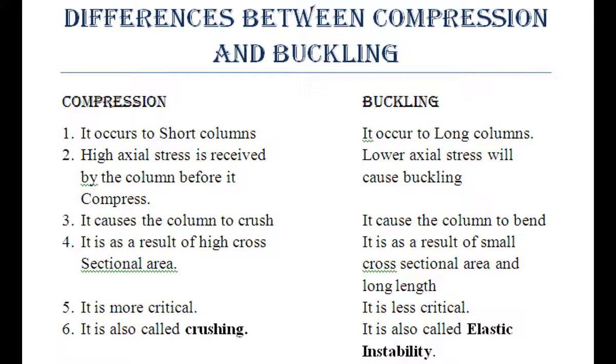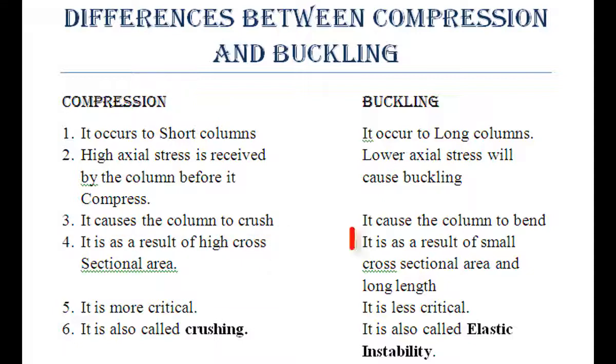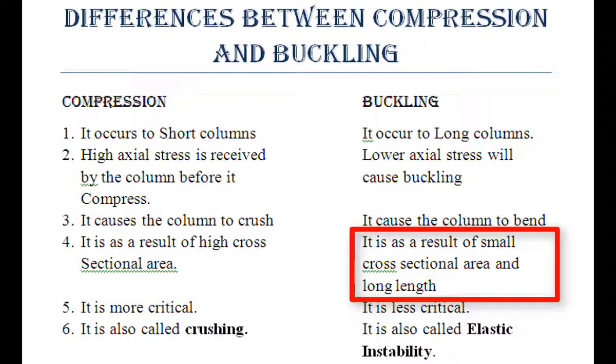What are the differences between compression failure and buckling? Compression failure occurs in short columns, while buckling occurs in slender columns. For compression failure, a column will need to receive a high stress before it can crush, while a column does not necessarily need a very high stress before it can buckle. Compression failure has to do with the crushing of the column, while buckling has to do with lateral bending of the column. Compression failure is a result of high cross-sectional area, while buckling is a result of small cross-sectional area and long height.